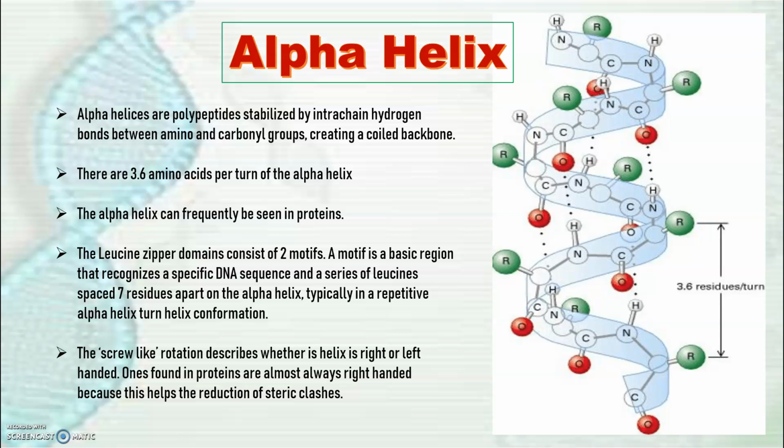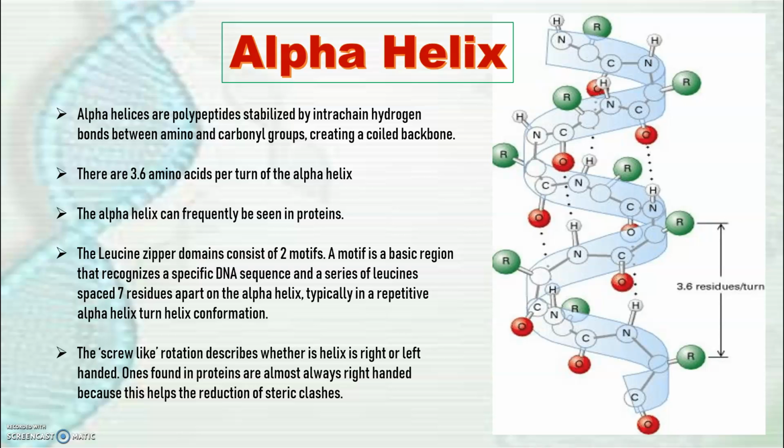Alpha helix. Alpha helices are polypeptides stabilized by intra-chain hydrogen bonds between amino and carbonyl groups, creating a coiled backbone. There are 3.6 amino acids per turn of the alpha helix. The alpha helix can frequently be seen in proteins.